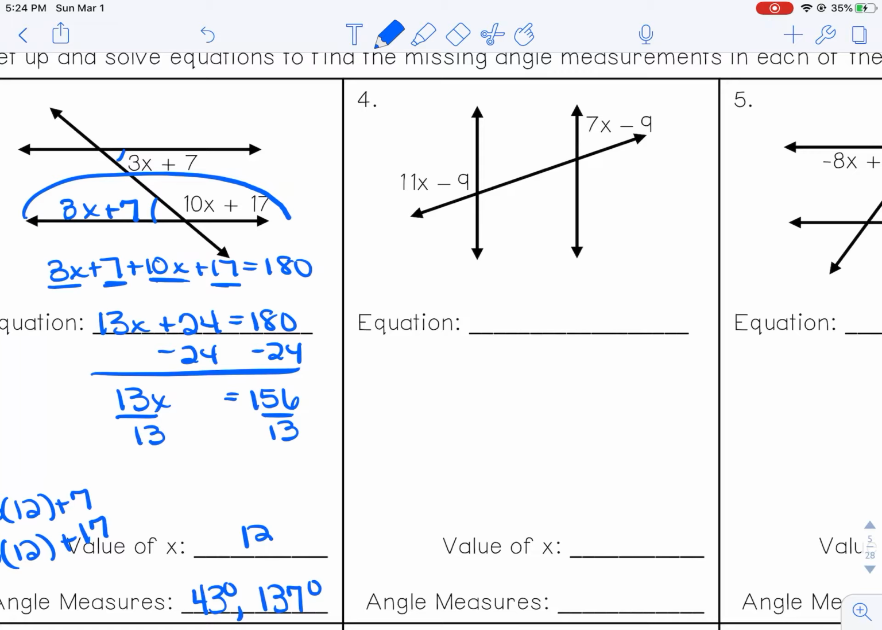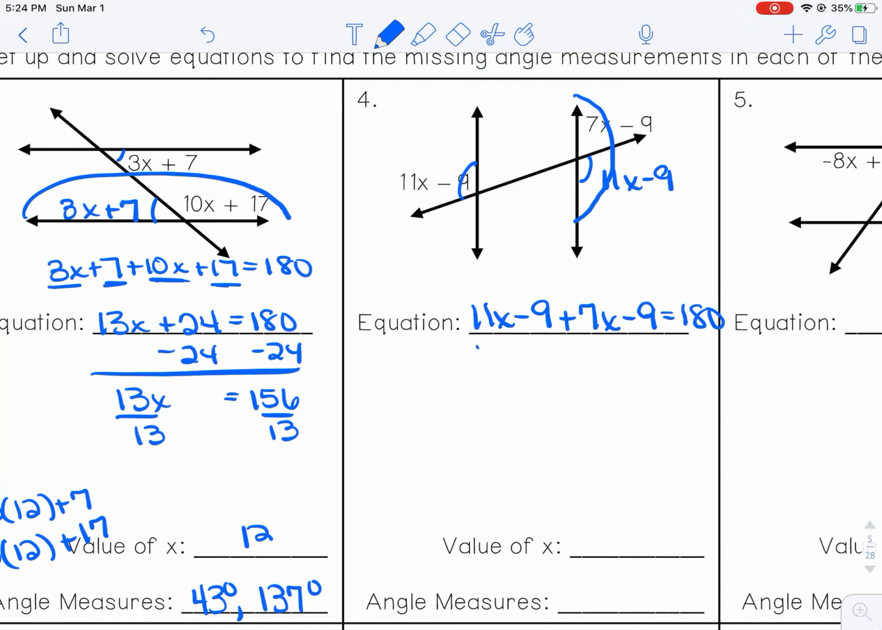The two exterior angles are on the same side, so they are not alternate exterior angles. However, 11x minus 9 is the same as this angle right here. So I'm going to go ahead and write 11x minus 9 because they are alternate exterior angles. So then you know that the 7x minus 9 and the 11x minus 9 are supplementary angles. Okay, so they add up. Supplementary means they add up to be 180 degrees. So we have 11x minus 9 plus 7x minus 9 equals 180.